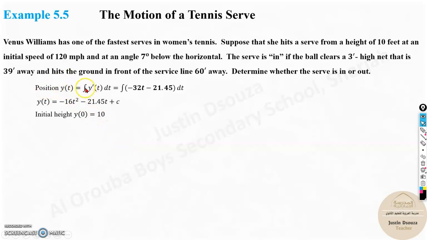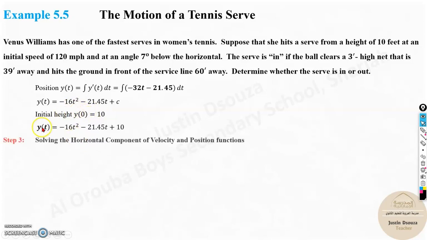Now, next would be position, right? Let's do the position. What is y dash of t? Integrate the previous velocity function. Over here, it will be minus 32t square by 2, or minus 16t square, and minus 21.45t plus c. Now c is not 0. In the last problem sometimes it will be 0, because initial height is always starting from 0. But here they have told, right? Initial height is how much? 10. Y of 0, h naught, initial height 10. So here this c value will be 10. If you put t is 0, this will be 10. So c value is 10. That's how we get this.